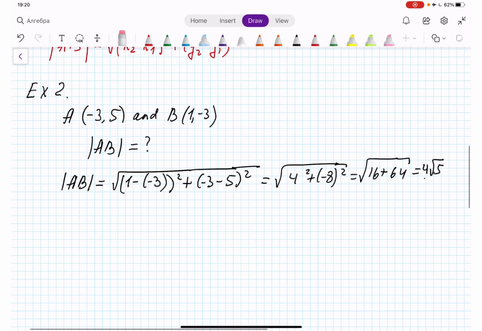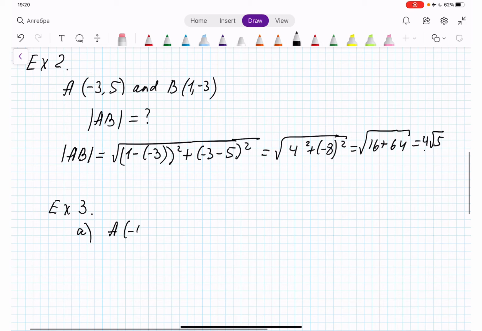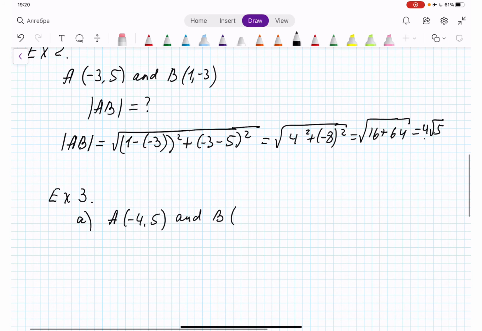Next example, let's figure it out. Example 3. What do we have? We have point A with coordinates negative 4 and 5, and point B with coordinates 1 and negative 3. We need to find vector AB and vector BA.